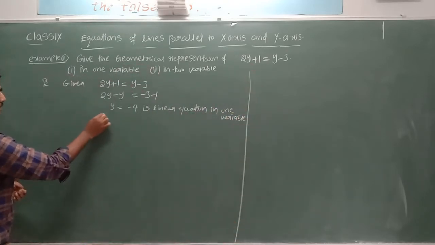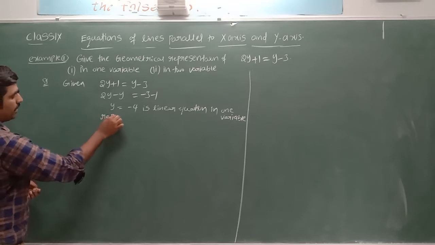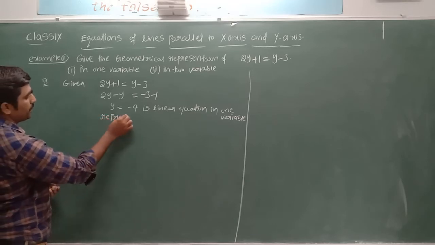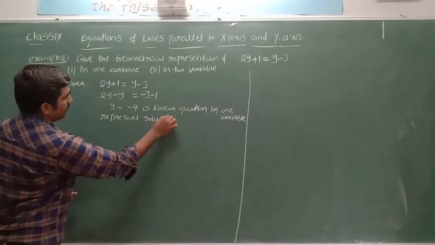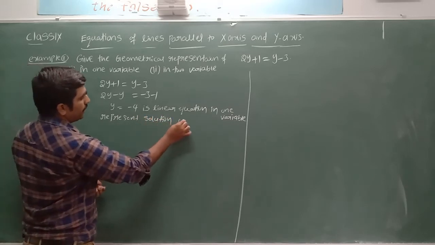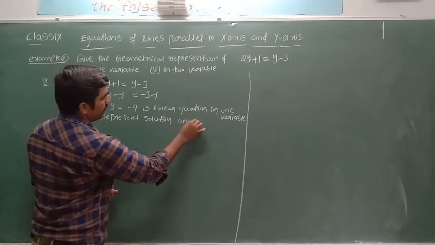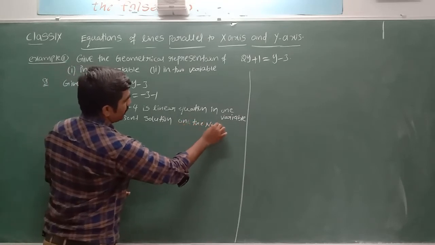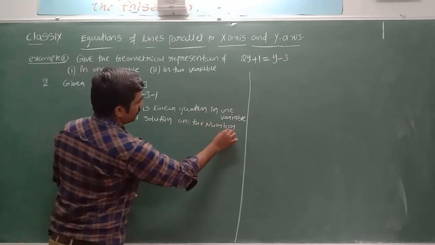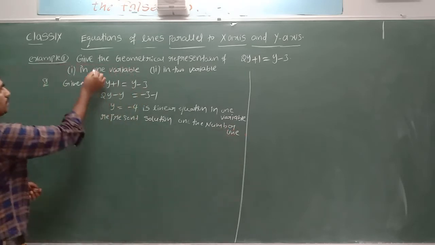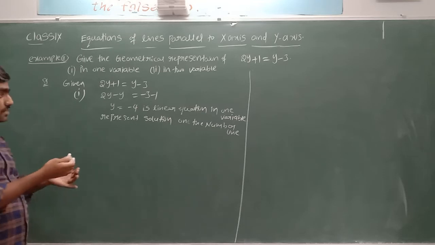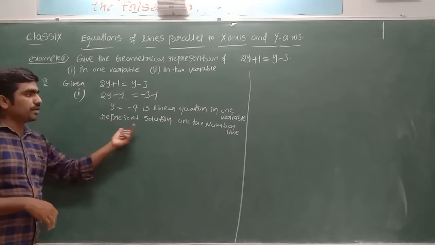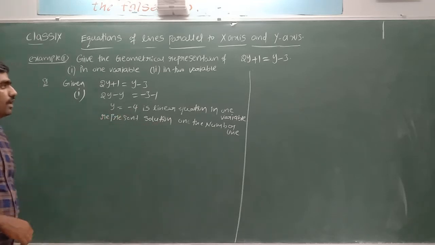So if it is a linear equation in one variable, you have to represent the solution on the number line. That is the meaning of one variable. By treating it as one variable, you have to represent the solution on the number line.